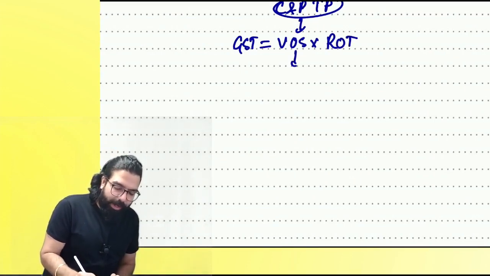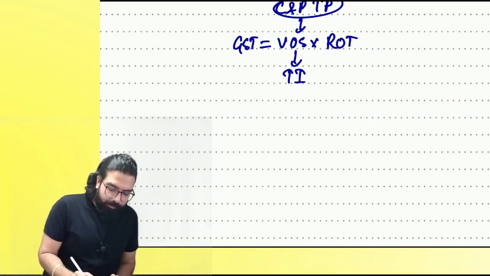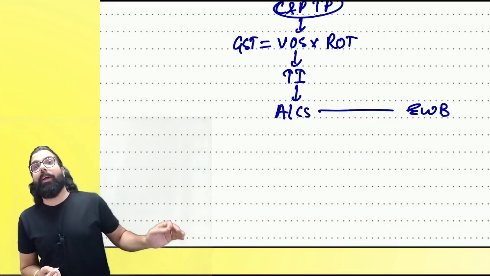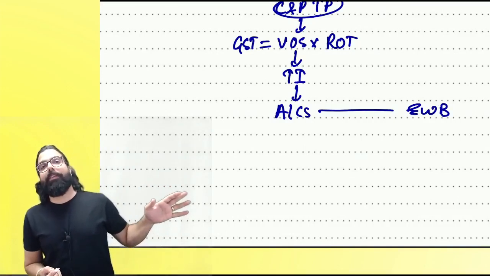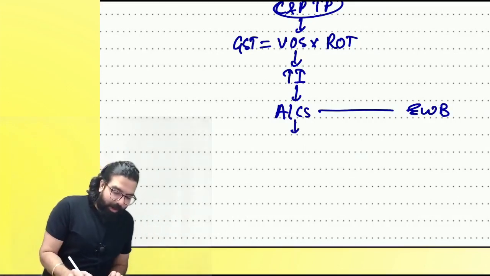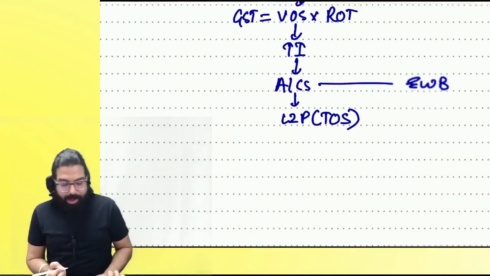Once you go ahead and calculate, you will go ahead and raise the tax invoice, credit note, debit note, and then you will maintain your accounts and records, and you will send the goods to the other person with the help of an e-way bill. Now, once you send the goods with the help of an e-way bill, government says your liability to pay comes. Liability to pay comes at the time of supply.